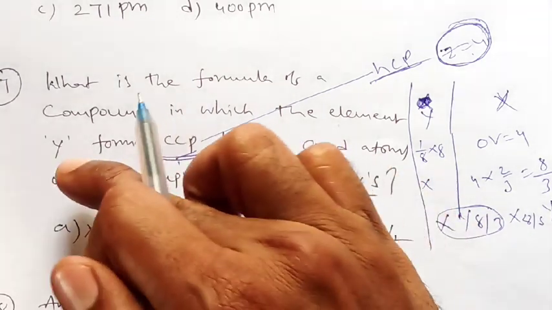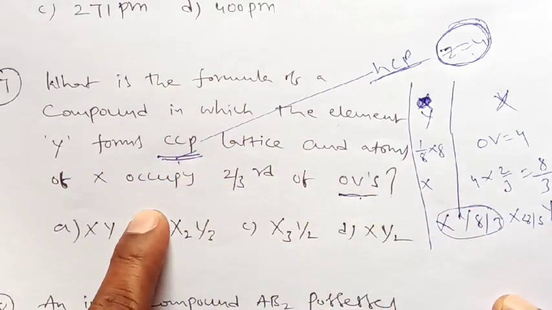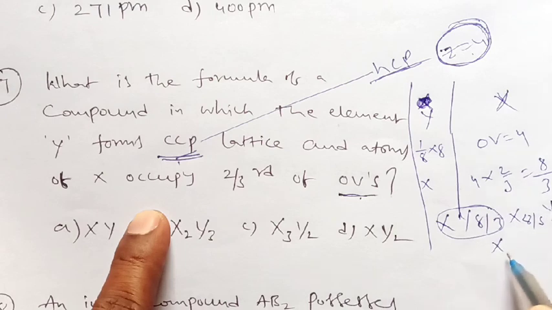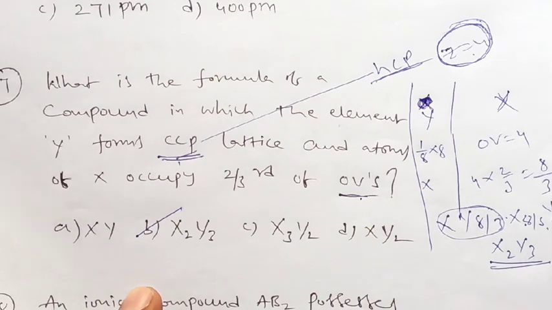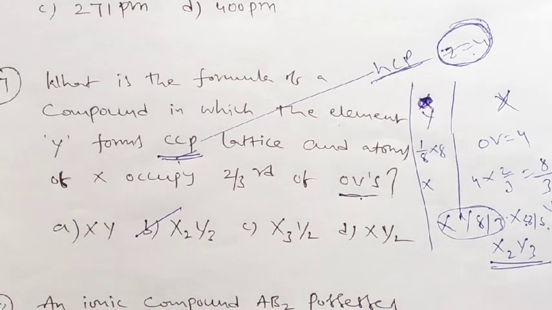What is the reason? Y forms CCP, and CCP is nothing but 4 atoms. Then what will we get if you simplify? X 8 by 3, Y 4. If you simplify, X2Y3. X2Y3. Is it clear? Is it okay? Okay.